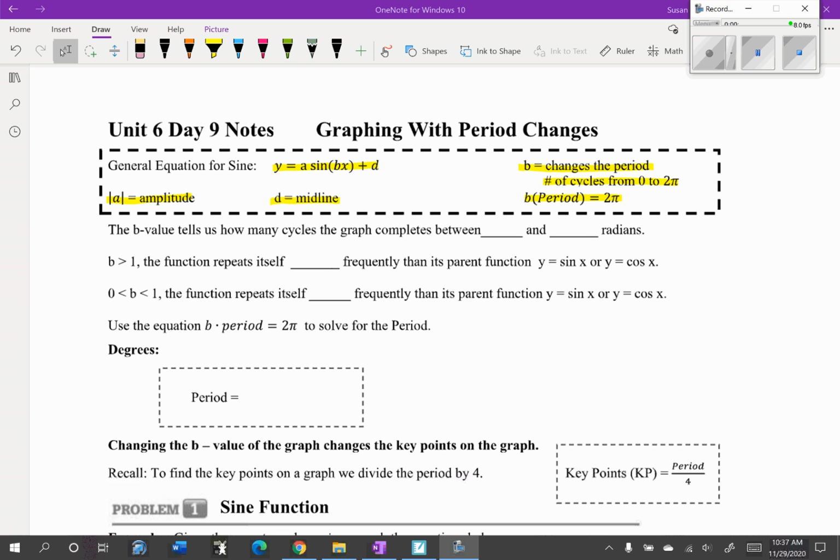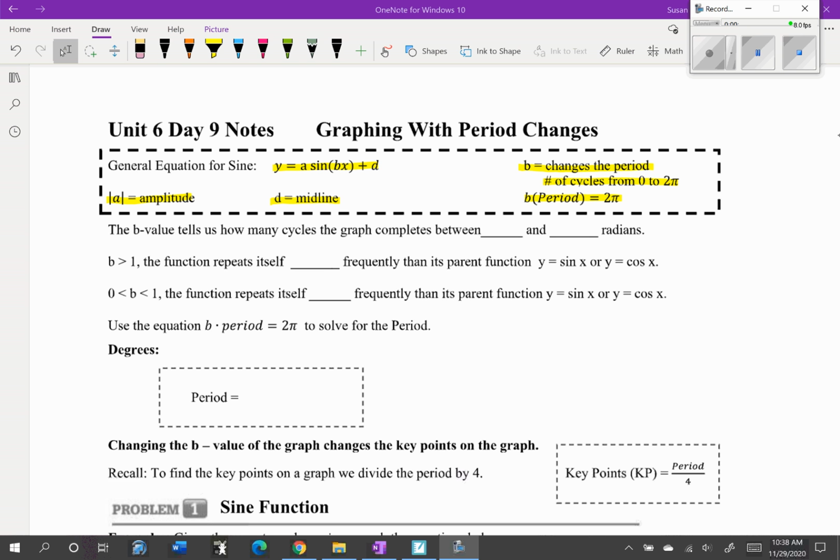And now we're going to talk about b, which is on the inside. So remember when we're doing transformations, things on the outside are vertical movements, things that are attached to x, or in this case on the inside of the sine, are going to be horizontal changes. So b changes the period, which is the number of cycles from 0 to 2 pi. And the equation we use is b times the period equals 2 pi. So this allows us to solve to find the period or to find the b value for an equation.